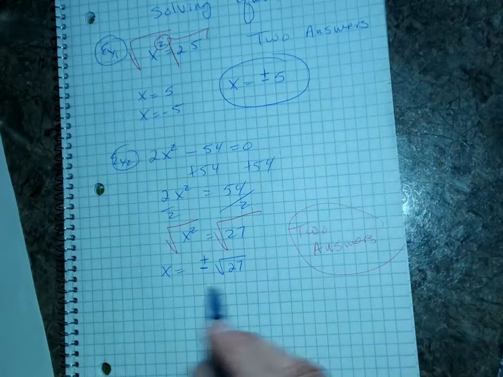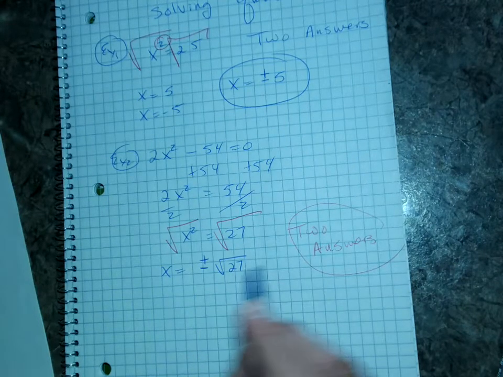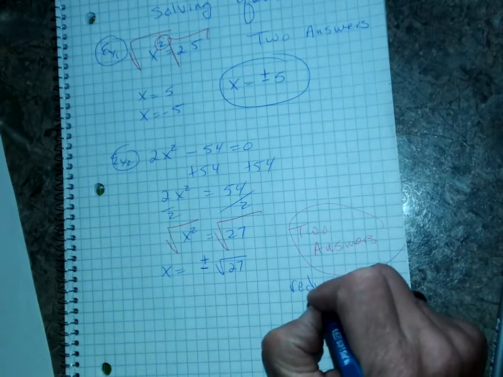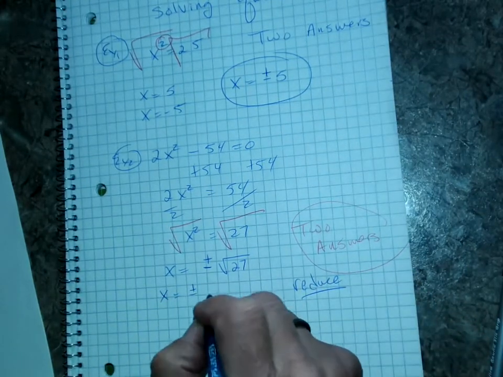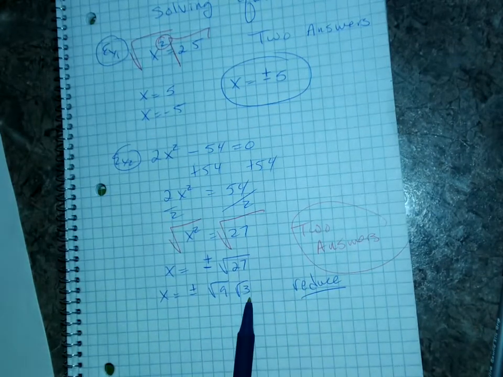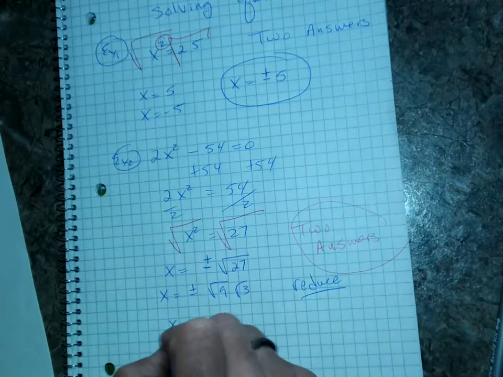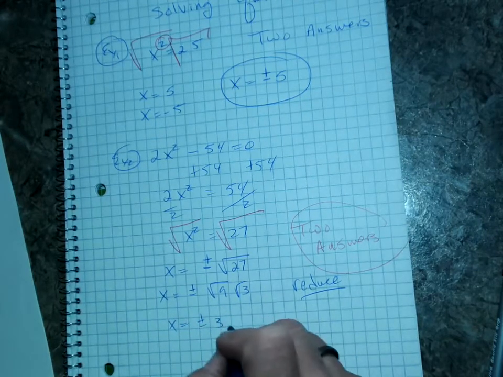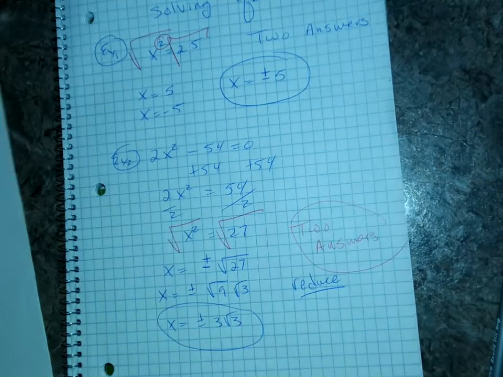I know I can reduce it because I know 9 times 3 makes 27, and 9 is a perfect square. So I'm going to reduce it. I'm going to rewrite this as x is equal to plus or minus the square root of 9 times the square root of 3, because 3 times 9 makes 27, but 9 is a perfect square. So the answer I want is x equals plus or minus 3 square roots of 3. That's the better answer. Okay, how am I doing?